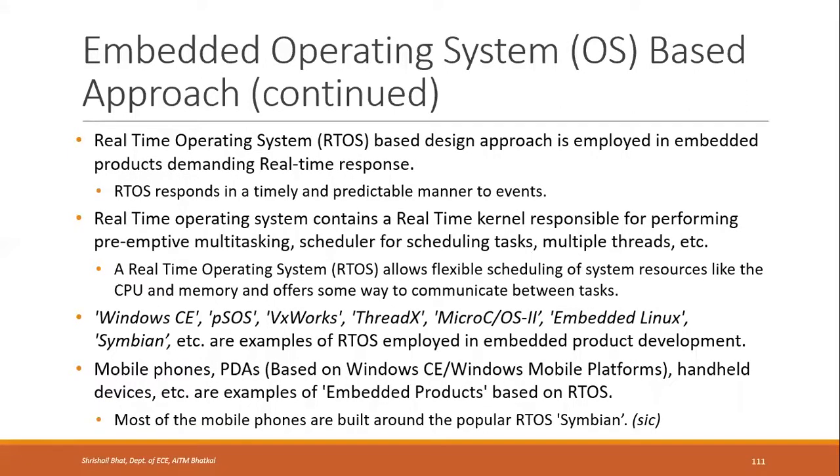The next kind of operating system in this particular approach are real-time operating systems. We use real-time operating systems in those products which need a critical time response or real-time response. These operating systems respond in a timely and predictable manner to the events that are occurring or detected. The real-time operating system contains a real-time kernel. In the fifth module, we will go into detail on real-time operating systems and their functions.